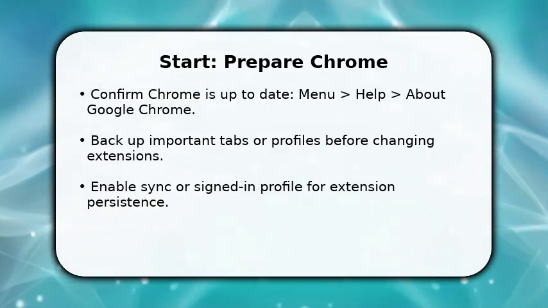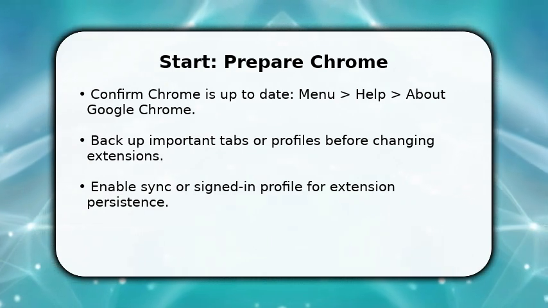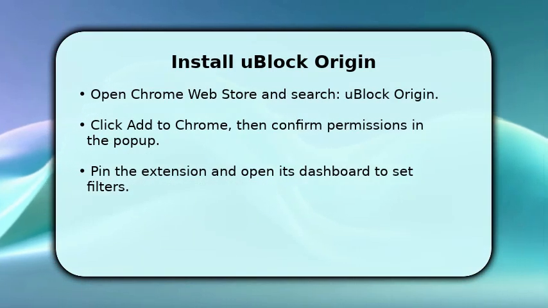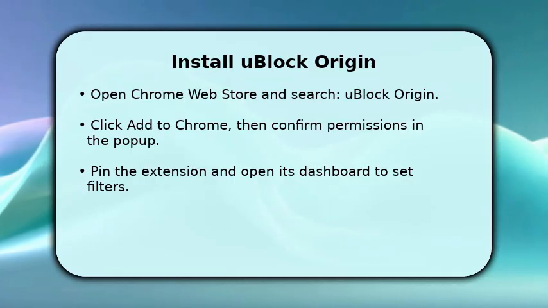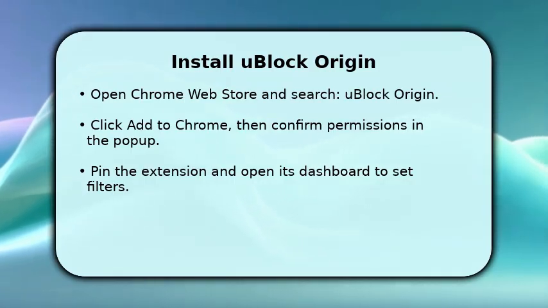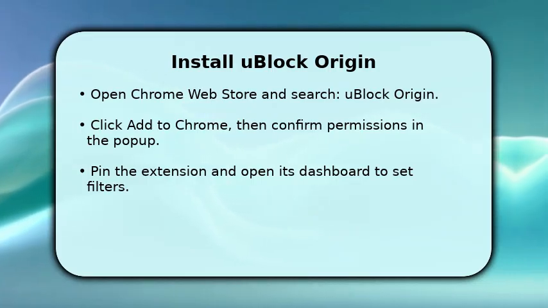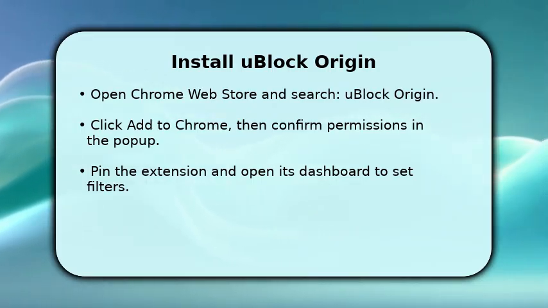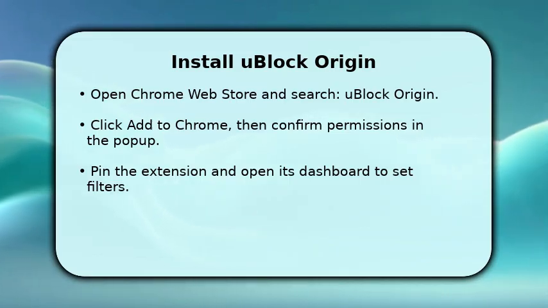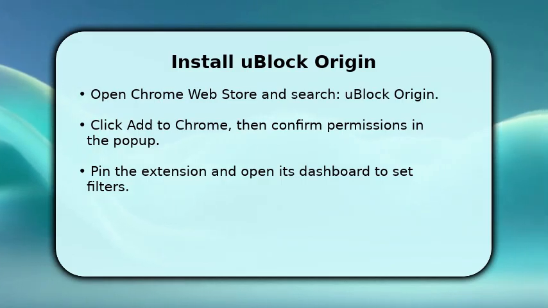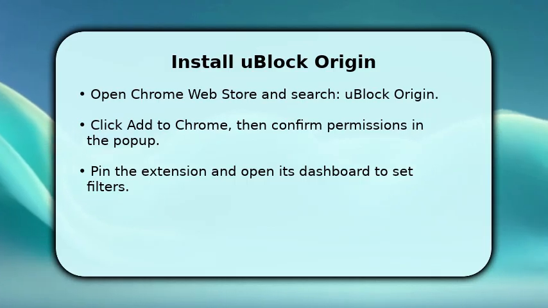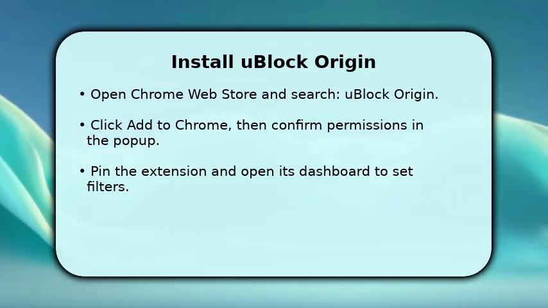You now install the actual blocker. Search the Chrome Web Store for uBlock Origin and choose the official listing. Click Add to Chrome and carefully review the permissions it requests. Accept only what's necessary. Once installed, pin the icon to the toolbar and open the dashboard to enable common filter lists like EasyList and EasyPrivacy. Make sure to disable overlapping ad block extensions. Running multiple blockers can cause site breakage and unpredictable behavior.